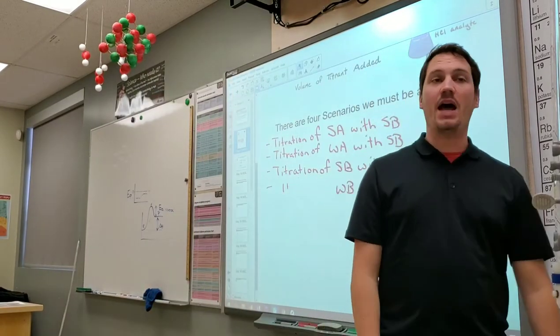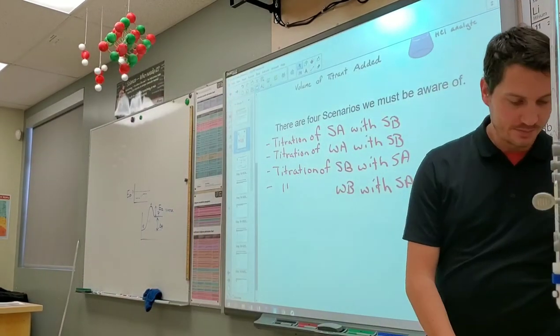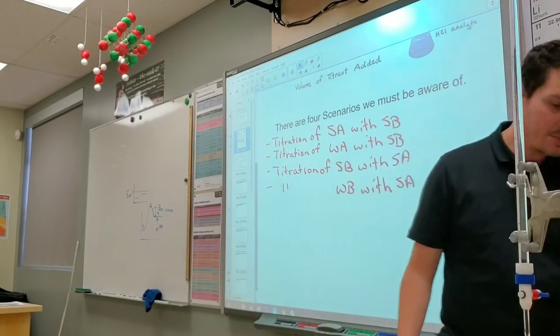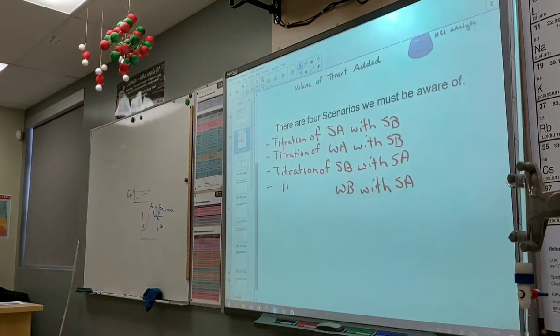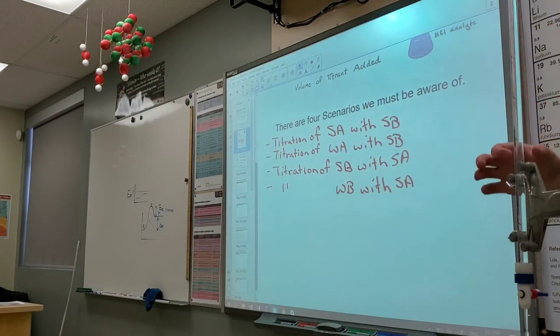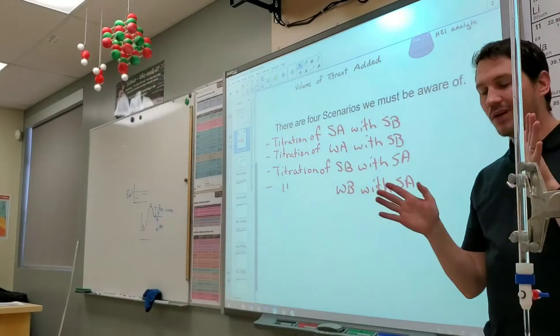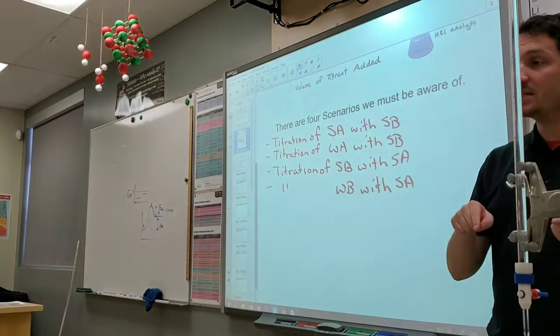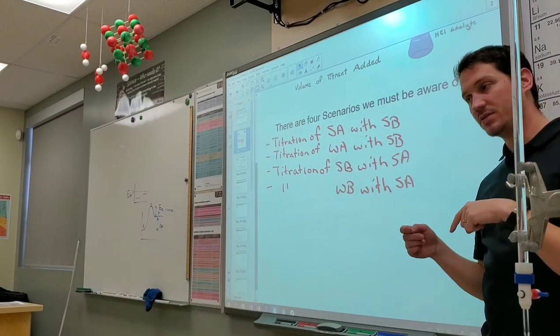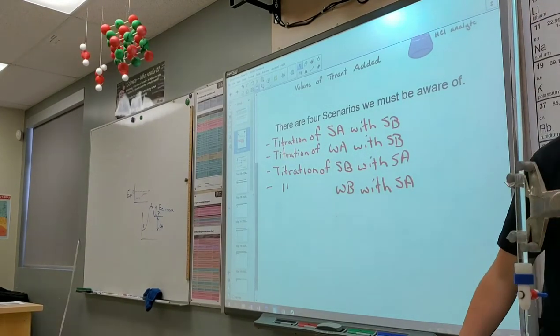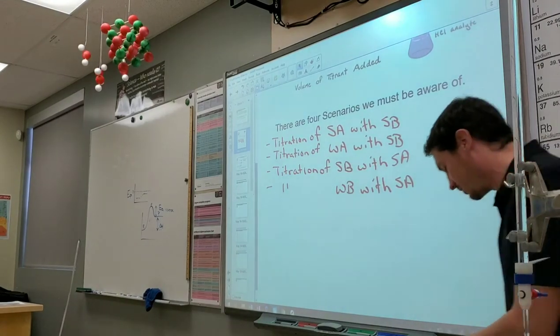So what's going to happen? In my burette here, I've got a strong acid. I've got hydrochloric acid. And what do you want to titrate? Do you want to titrate a strong base first or a weak base first? Strong base first. All right, let's do that. So we're going to titrate a strong base first.